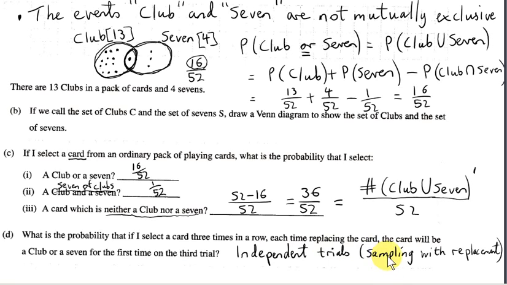We could call this process sampling with replacement. By sampling means a trial, a selection of one card in this case, and the card is replaced in the pack.